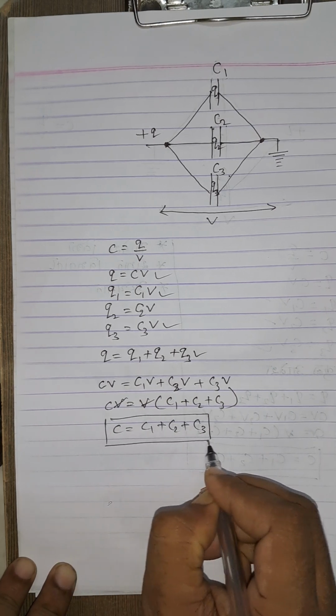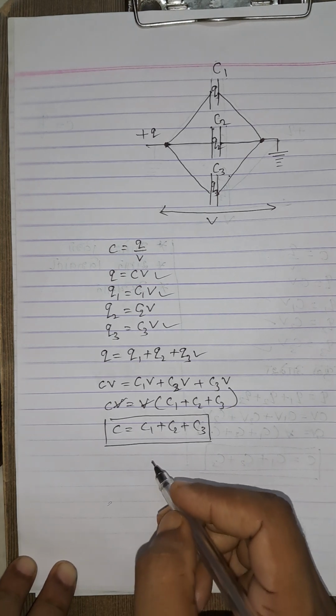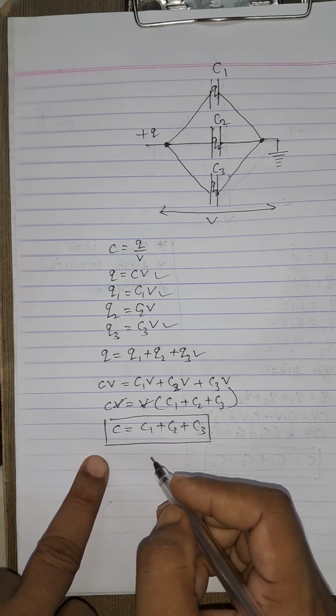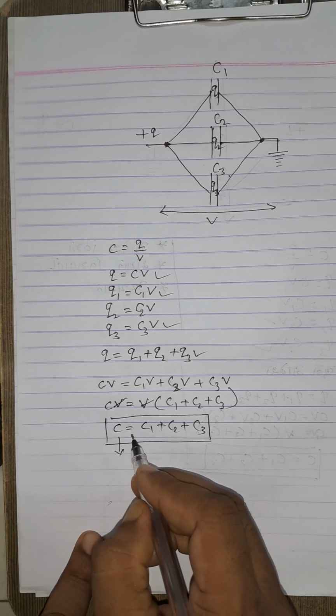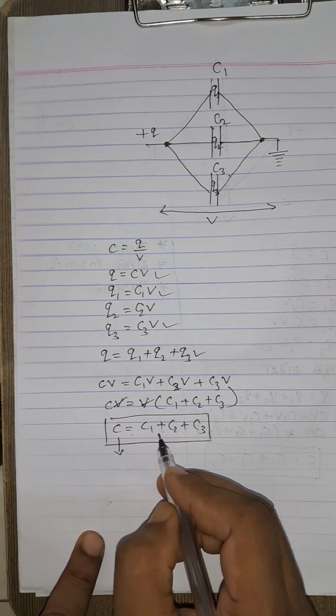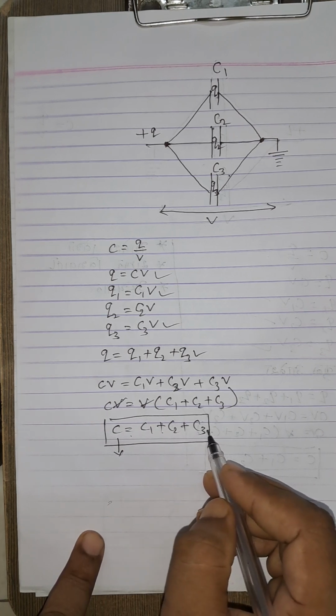This is the equivalent capacitance in the parallel combination of capacitors. The equivalent capacitance is equal to the sum of the individual capacitances of the capacitors.